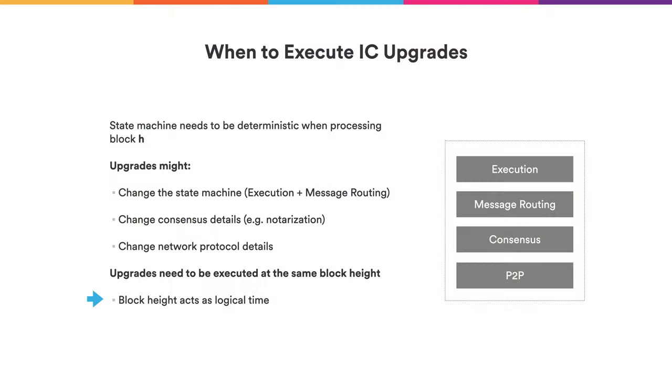Because of state machine replication, the code we are executing needs to be deterministic when processing a block at height h. And since upgrades might change the state machine, including the execution and message routing layer, and they might also change details in the consensus layer, such as how authorization happens, and further, we might also change network protocol details during those upgrades, we need to make sure that upgrades are running at the same time everywhere relative to the block height.